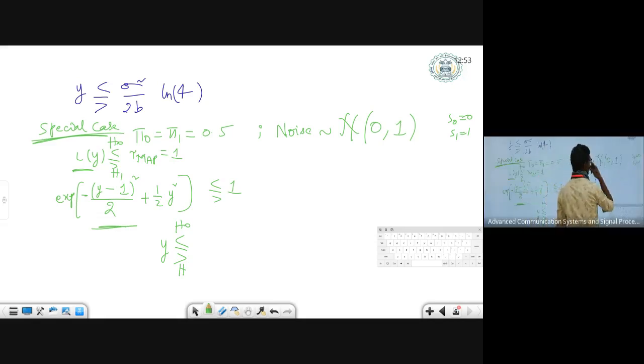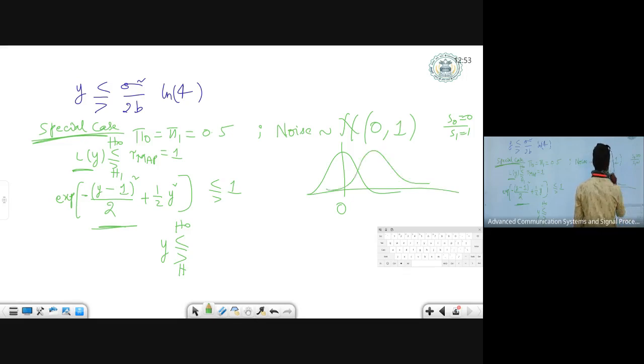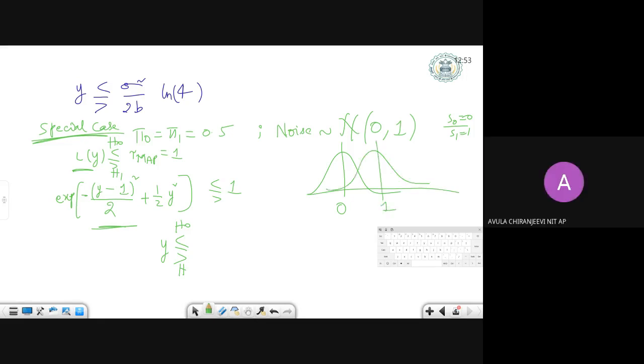Okay, probability density function. If I try to plot it for S0, the probability density function will be something like this. The mean value is 0. And for S1, the probability density function will be something like this. Here the mean value is 1. Now what will be the value over here? Can you guess?